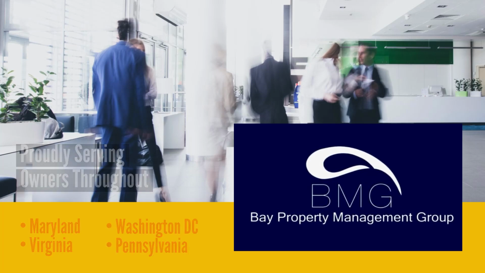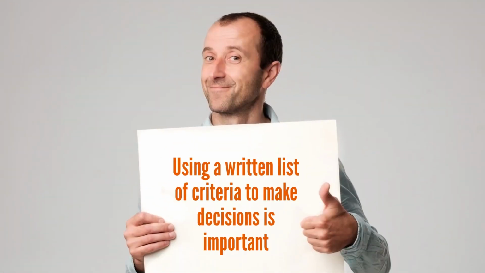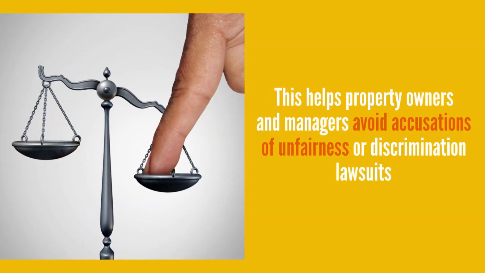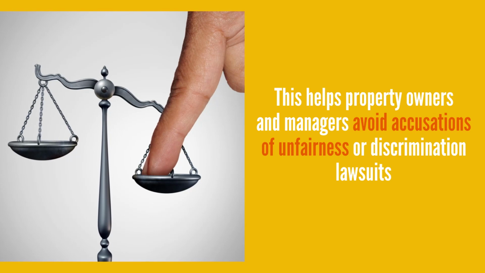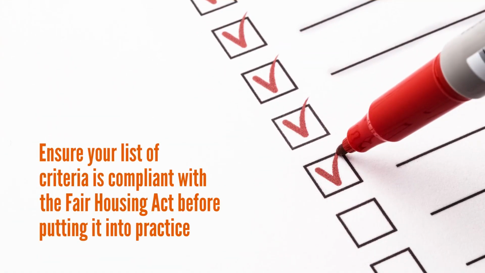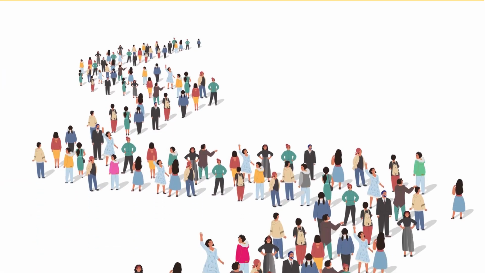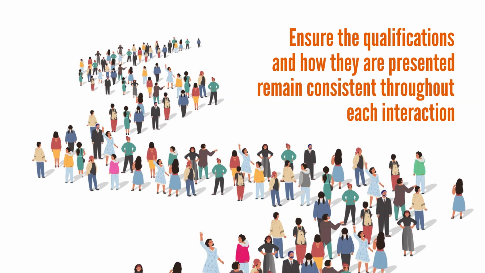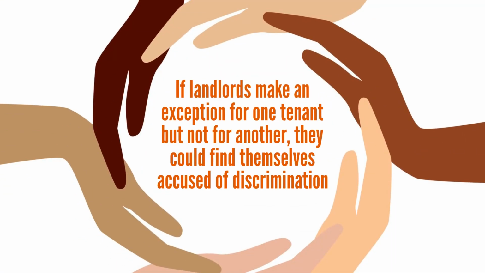So let's get started. Using a written list of criteria to make decisions is important. Furthermore, this helps property owners and managers avoid accusations of unfairness or discrimination lawsuits. That said, ensure your list of criteria is compliant with the Fair Housing Act before putting it into practice. Also, make sure the qualifications and how they are presented remain consistent throughout each applicant interaction and application. If landlords make an exception for one tenant but not for another, they could easily find themselves accused of discrimination.